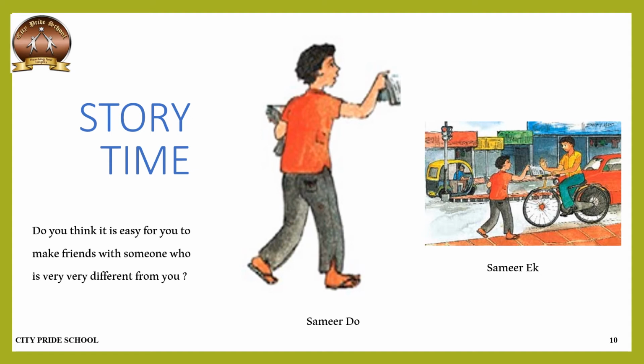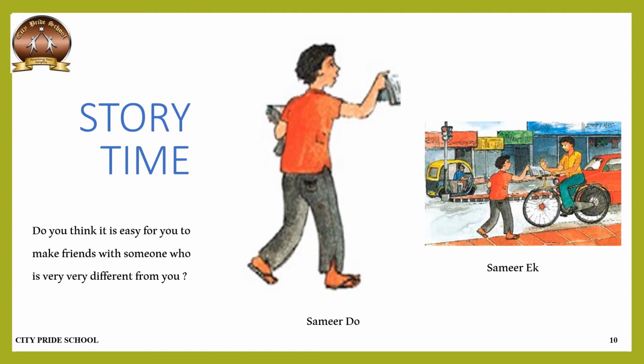Samir Do, who sells newspapers at Janpath Crossing, and Samir Ek, who goes to school from the same road. Every day, he would see this boy selling the newspaper, shouting the headlines in Hindi and English. And one day, this Samir stops at him and asks him for the Hindi newspaper.